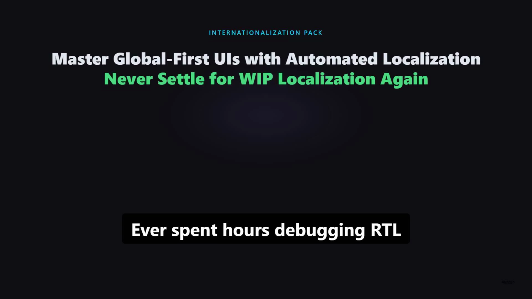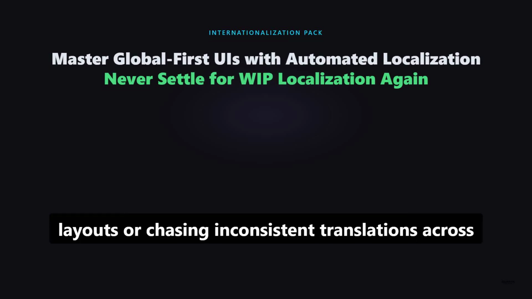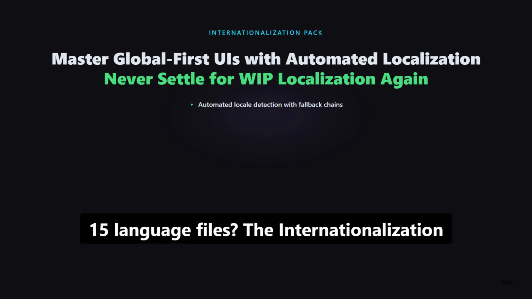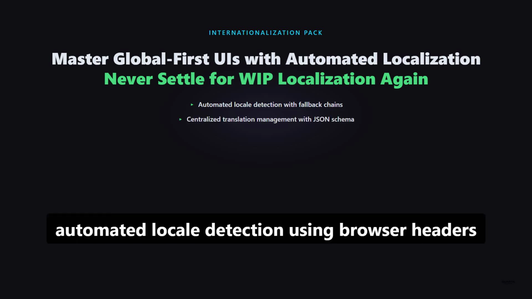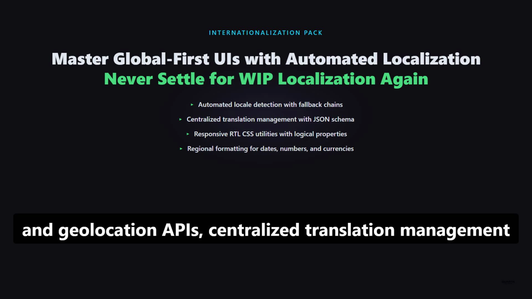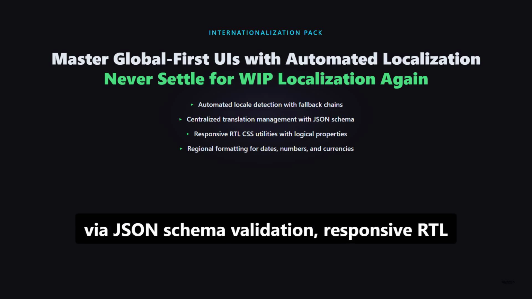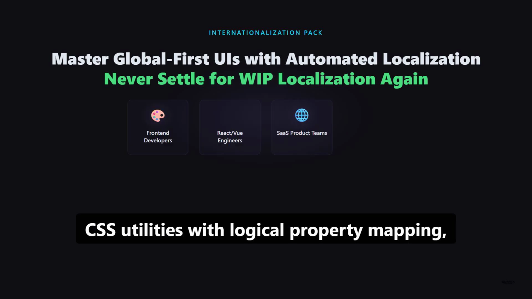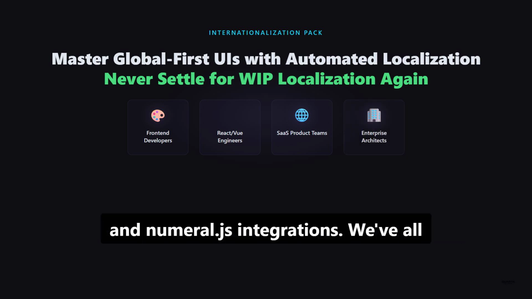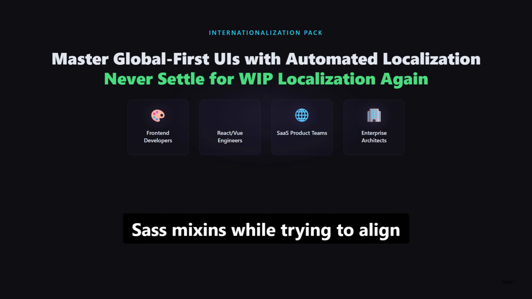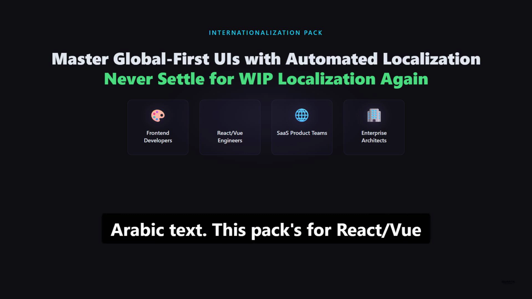Ever spent hours debugging RTL layouts or chasing inconsistent translations across 15 language files? The Internationalization Pack crushes those pain points with automated locale detection using browser headers and geolocation APIs, centralized translation management via JSON schema validation, responsive RTL CSS utilities with logical property mapping, and regional formatting libraries for date-fns and numeral.js integrations. We've all been there, crying into our Sass mixins while trying to align Arabic text.